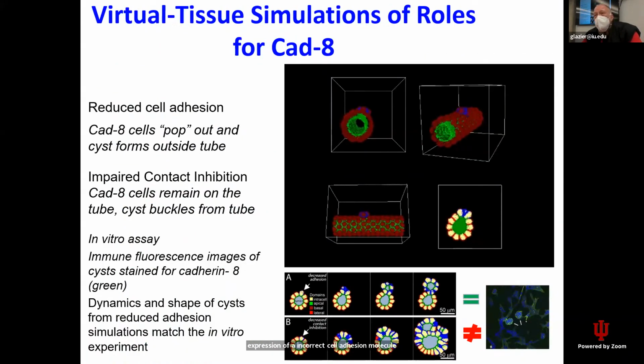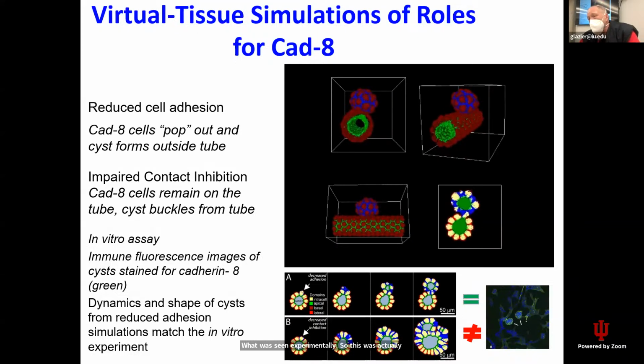And we were then able to simulate the formation of a kidney tubule, the signaling between cells of the kidney tubule, introduce a single cell with the incorrect signaling molecule, and show that that led to a cystic phenotype, which under certain hypotheses then matched what was seen experimentally. And so this was actually simulating in vitro experiments.